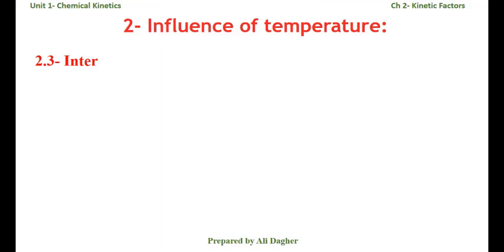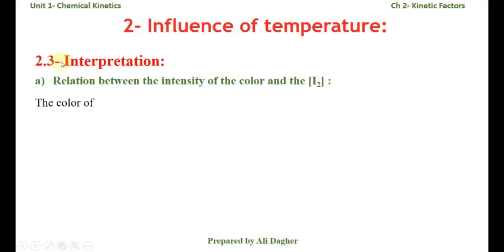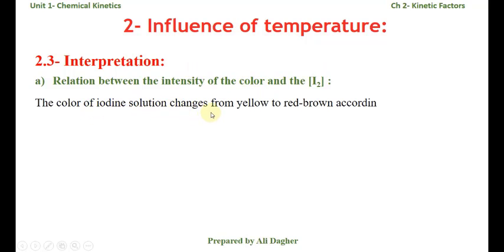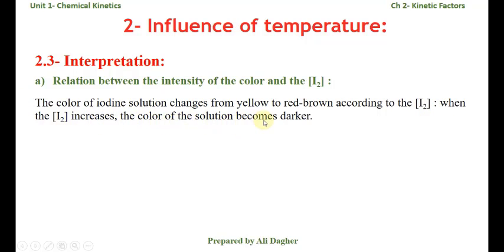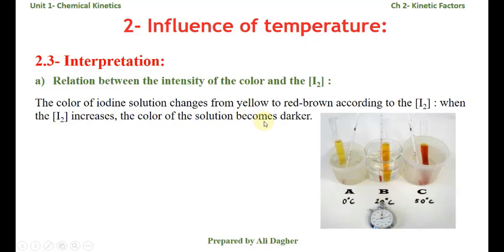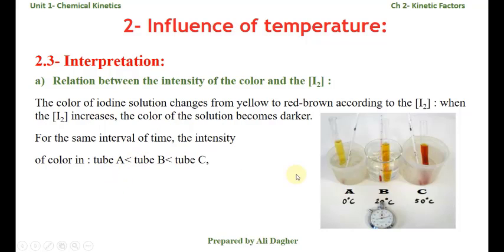Interpretation. Relation between the intensity of color and the concentration of I2. The color of iodine solution changes from yellow to red-brown according to the concentration of I2. When the concentration of I2 increases, the color of the solution becomes darker. For the same interval of time, the intensity of color in tube A is less than that in tube B, less than that in tube C. That means the concentration of I2 formed at instant t in tube A is less than that in tube B, less than that in tube C.